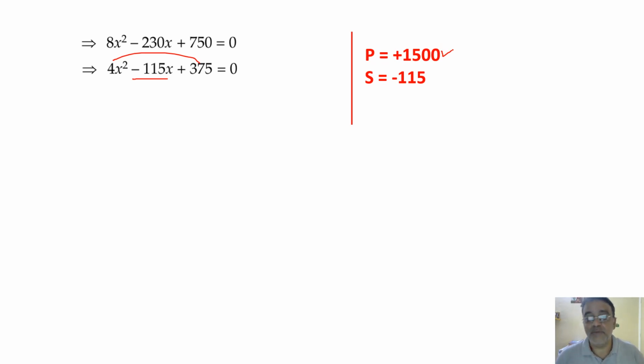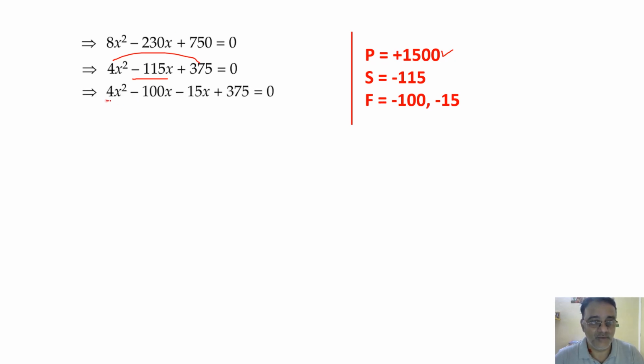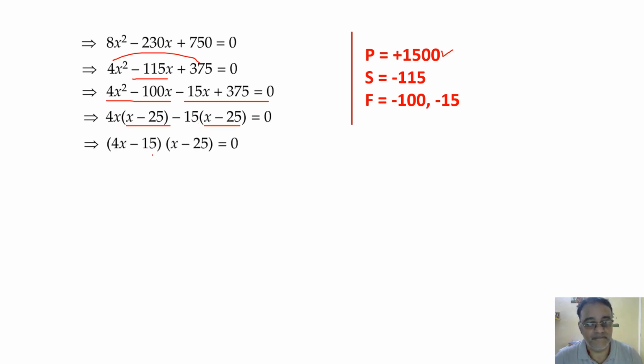115. Very good. And both will be the same sign. So minus, sum का जो sign है उसमें लगाएंगे. So we are getting minus 100 minus 15. So we are going to split. Right. What is the common between these two? 4x. And here minus 15. So we are getting x minus 25 into 4x minus 15.